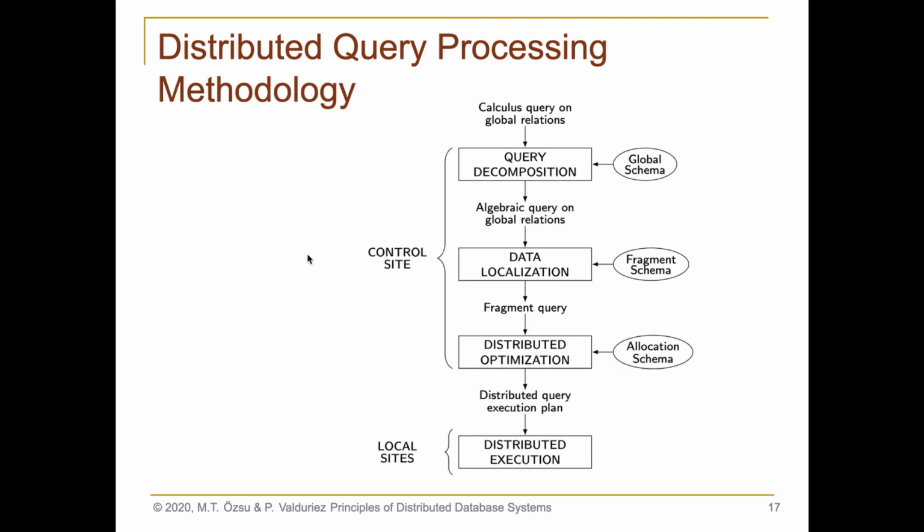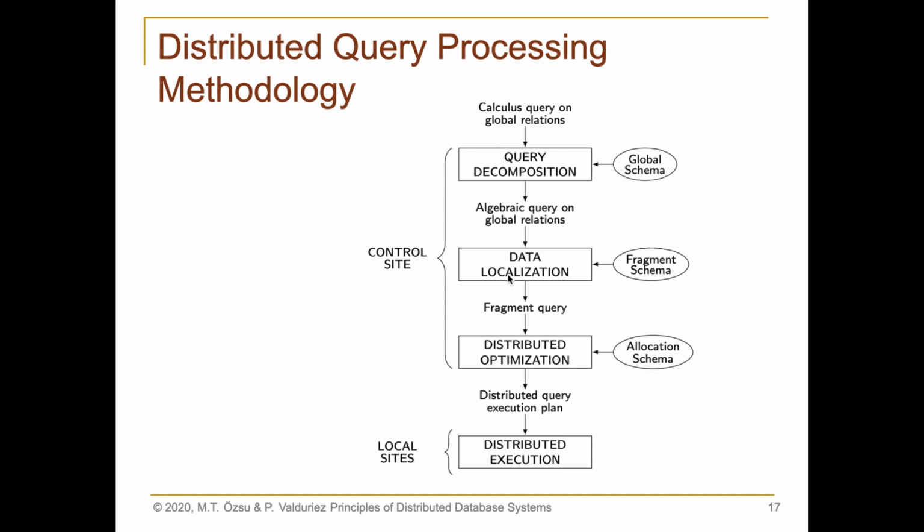That being said about the importance of processing and optimizing queries in both centralized and distributed database environments, let's talk in detail about query processing. Now we will start by discussing the layers of distributed query processing. So distributed query processing as a sequence of processes starts with query decomposition. The query decomposition component accepts calculus queries on global relations, and these calculus queries are usually referred to as declarative queries, and produces algebraic queries on global relations by using the global schema of that distributed database system.